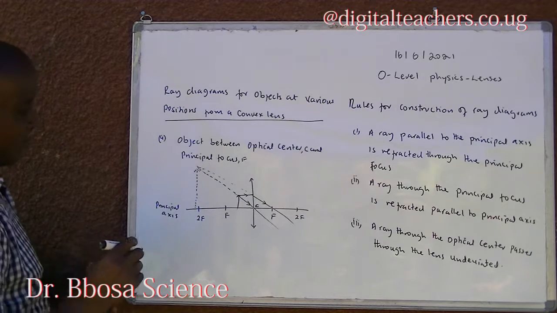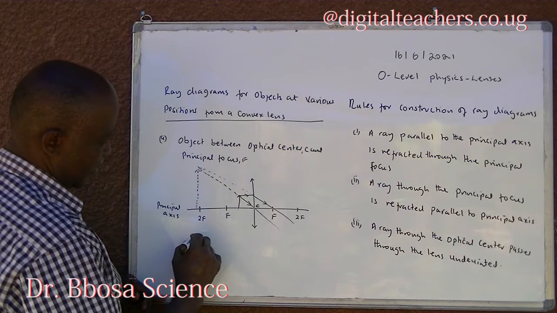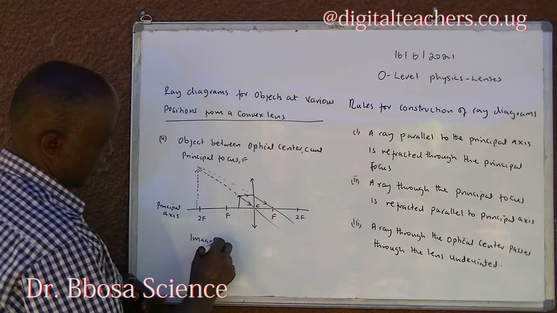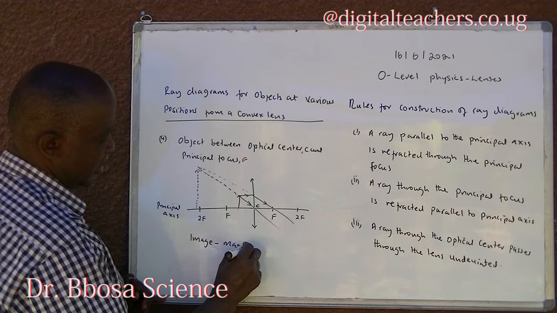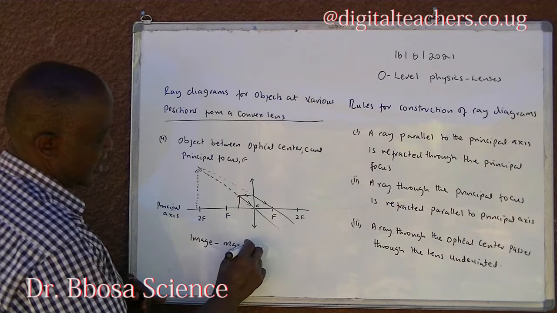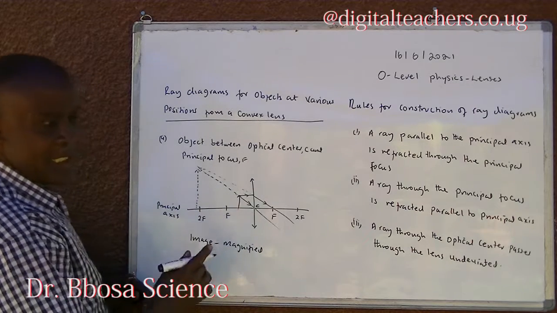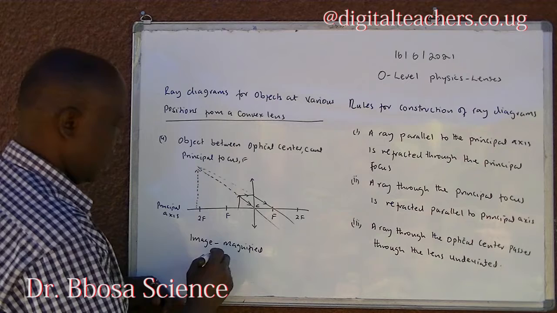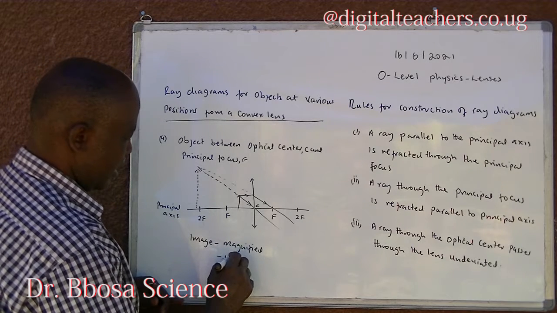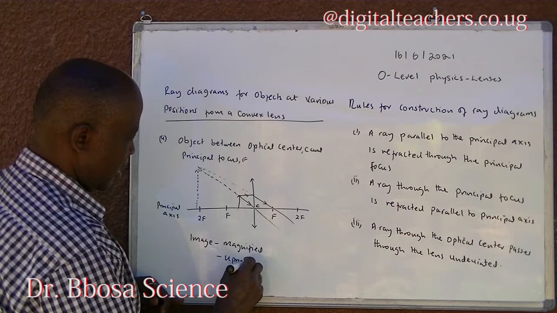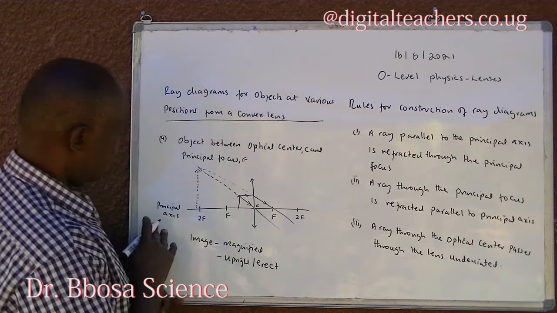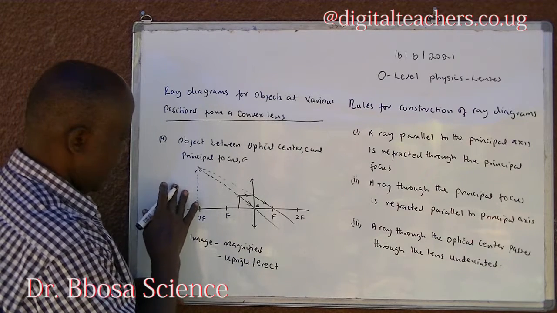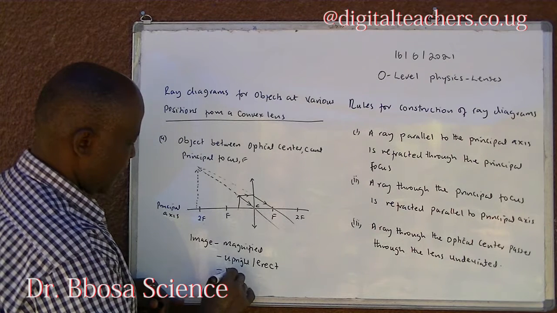The image is magnified, or bigger than the object, is upright or erect, then it is virtual.